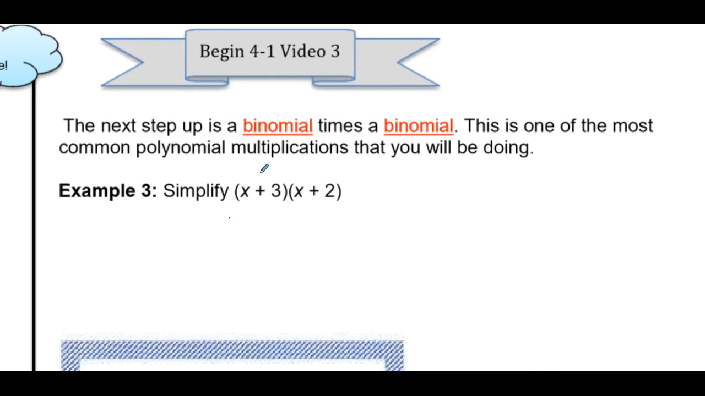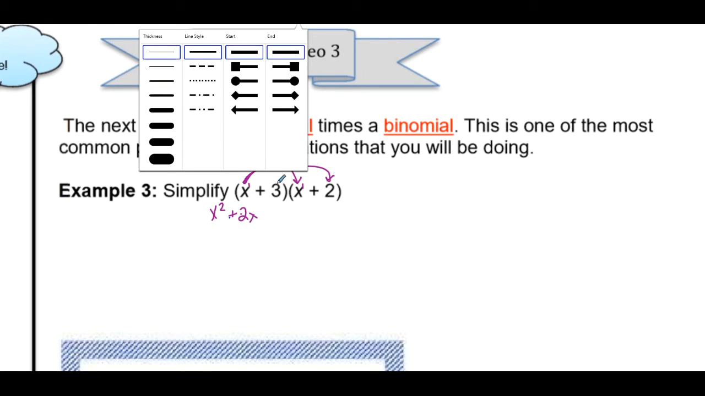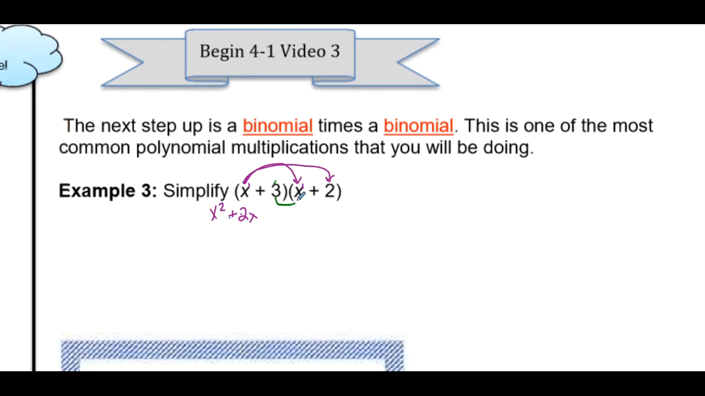So it is going to be x times x, which is x squared, because remember there are little exponents of 1 there, and I add those. And then x times 2, so I'm distributing the x to everything over here. X times 2 is 2x. Then I'm going to distribute that 3. So 3 times x is 3x, and 3 times 2 is 6. All right, so a binomial times a binomial, you should end up with 4 terms.